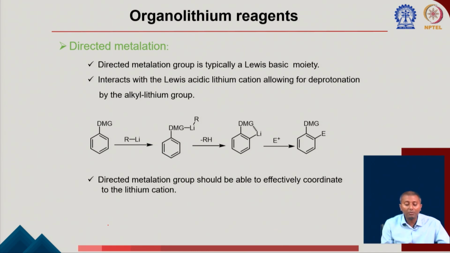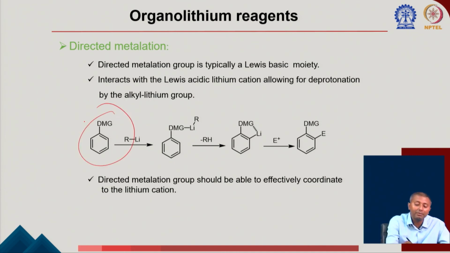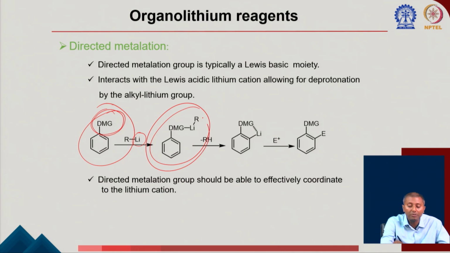So now I am going to talk about the different types of directing groups. In all this type of directed metallation, what do you find? This type of directing group has a common nature: it has some element which is electropositive, or Lewis basic. So if you have a Lewis basic group, then a Lewis acidic lithium is going to coordinate with that, so some sort of coordination is going to happen between them.